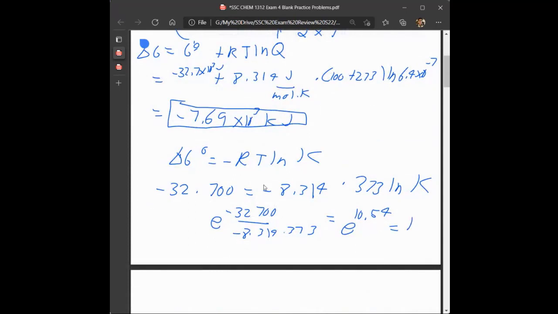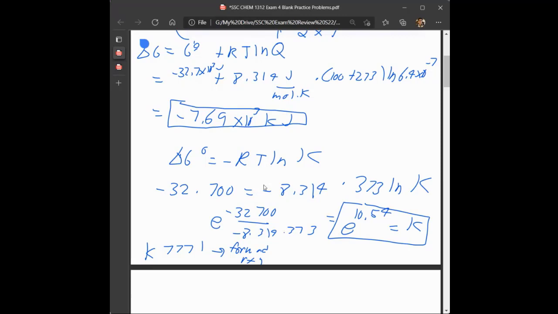So if you plug into your calculator, you get an error message, and that makes sense because remember that K is greater than 1. It's going to be the forward reaction. And that kind of makes sense because K is so big, so the reaction would be spontaneous because delta G is negative. Yes, that is correct.